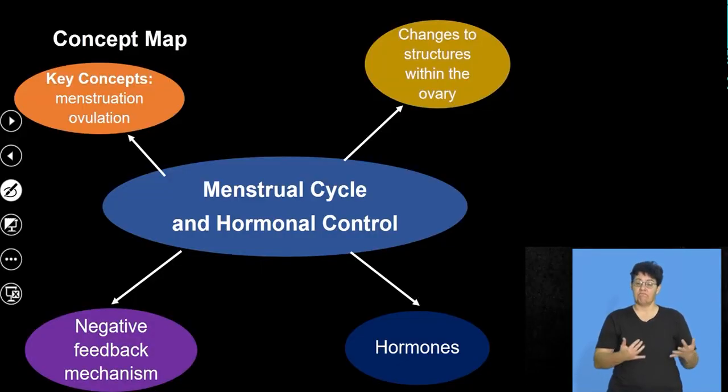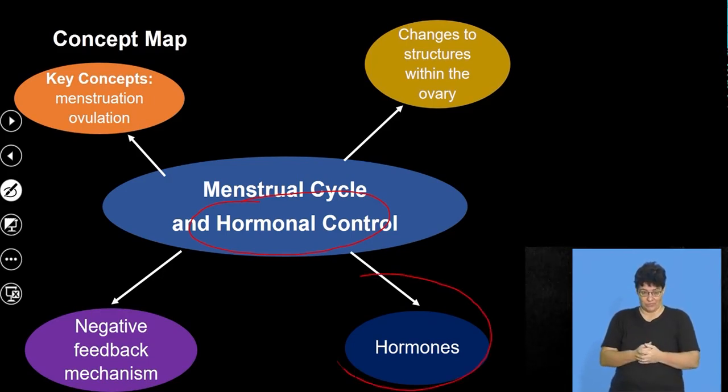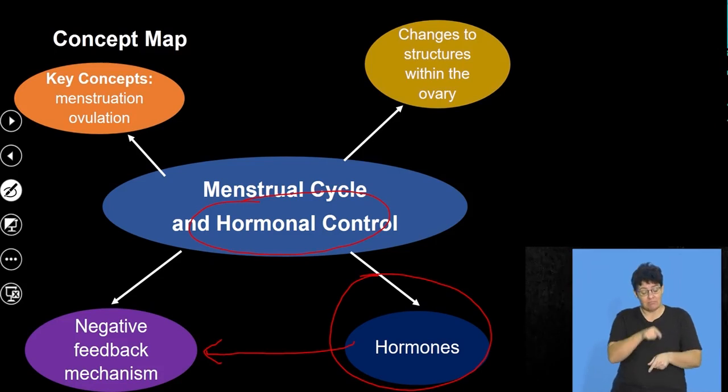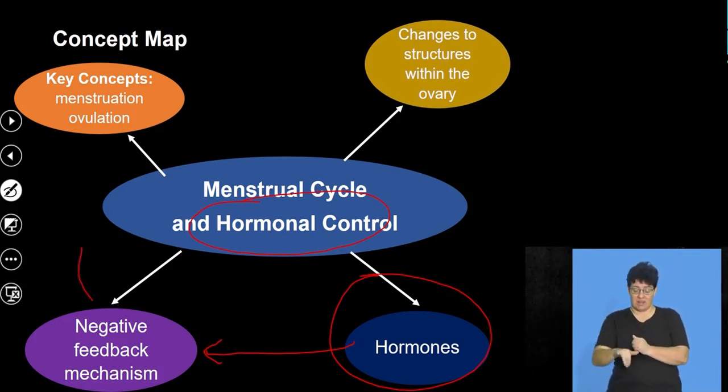So the focus is on the hormonal control. We're going to spend some time looking at the different hormones. We're going to understand the concepts of how these hormones coordinate the functions in the body and around the uterus and the events that occur in the ovary, and we're going to link the concept of negative feedback to this process.